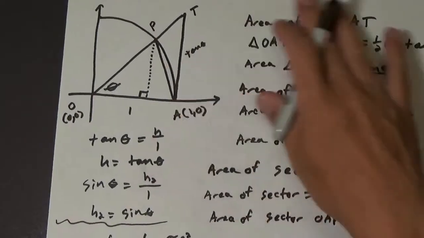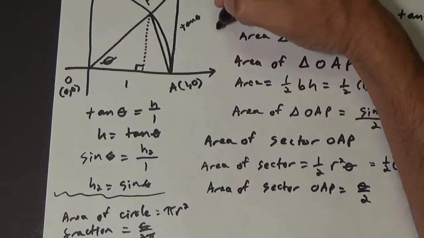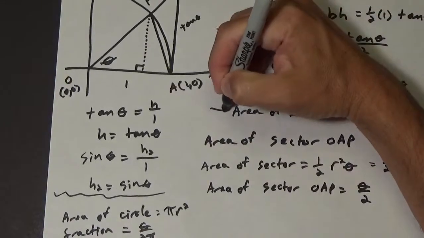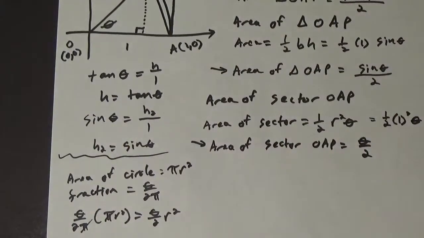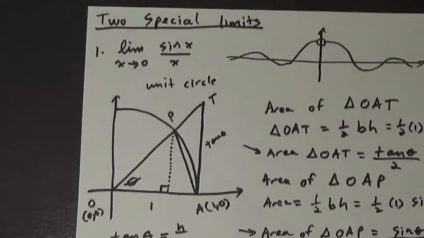Alright, so we went through this whole setup, and there's three key things. We have the area of OAT, the area of triangle OAP, and the area of sector OAP. And now we're going to make the following observation. Let's go back to our diagram.